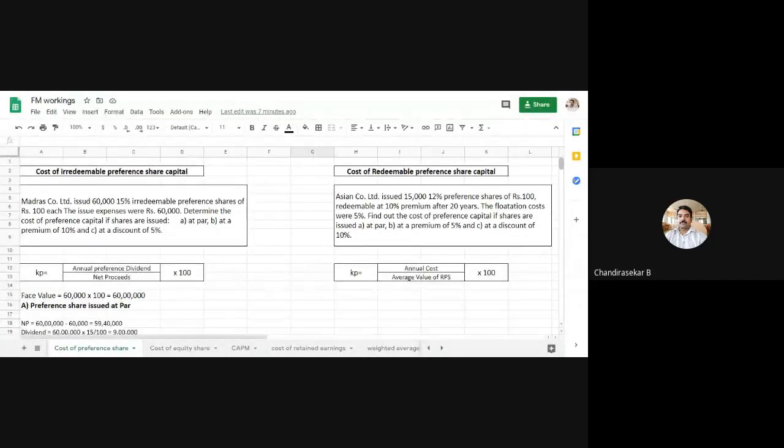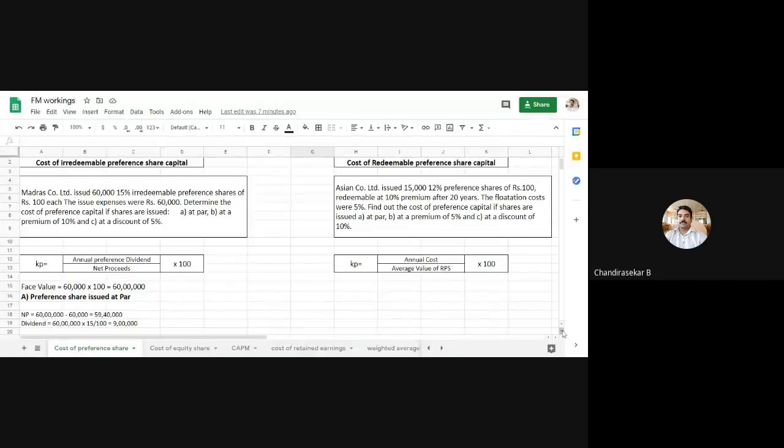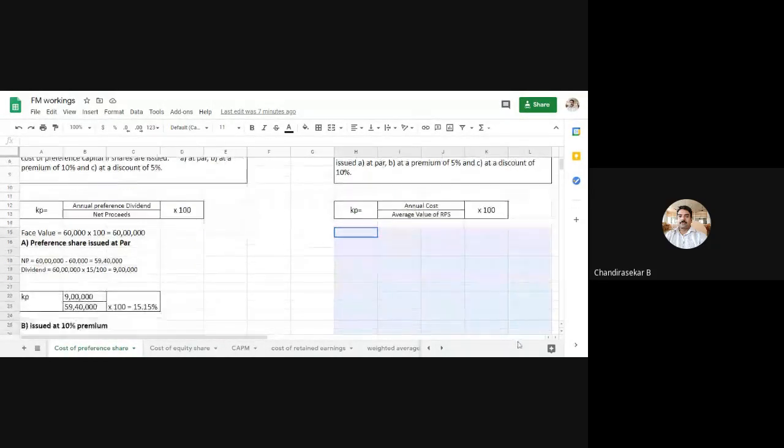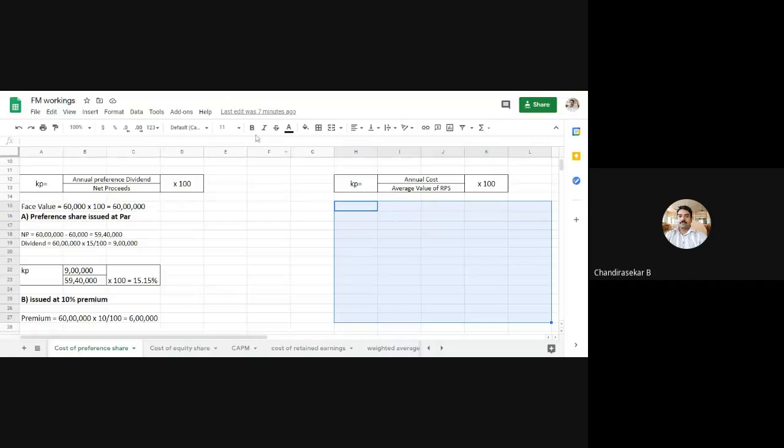We already applied the same methodology in calculating cost of redeemable debentures. The same methodology we are going to apply here, but the nature of the instrument is different. That one is a debenture, this one is a preference share. So first we'll calculate the dividend and the face value. These are all the basic information we can calculate: how much the dividend, how much the issue expenses, etc. These are all the basic expenses.